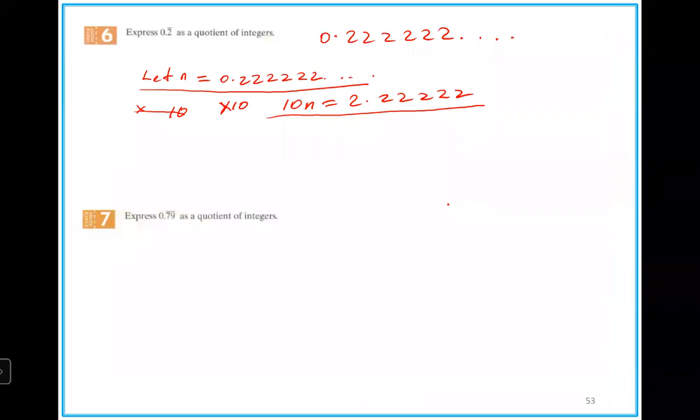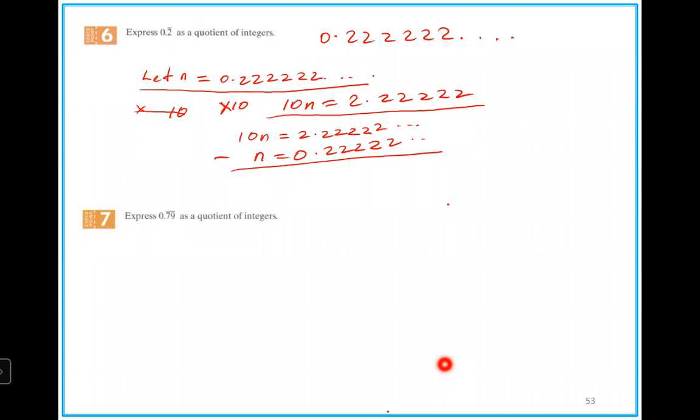So we're going to put 10n equals 2.2222, and so on. And then n equals 0.2222, and so on. We're going to do a subtraction. So when we subtract now, Ms. LaRochelle, what do we get?